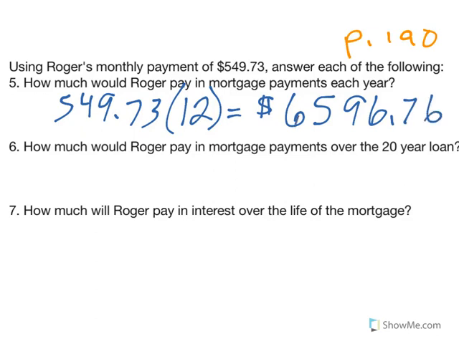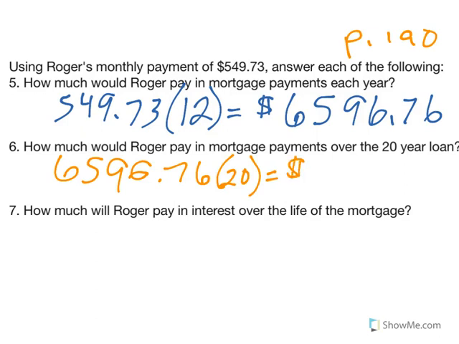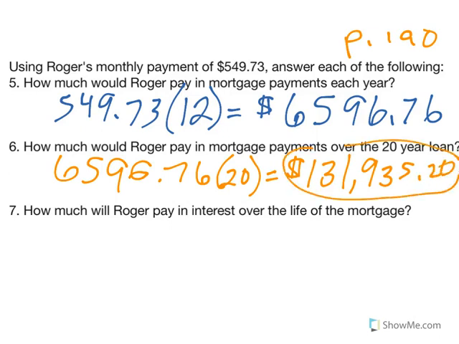Okay, so that's 1 year. Well, in number 6, we're talking about, okay, if that's for 1 year, how much is it over 20 years? So I take my $6,596.76 and I multiply by the 20 years of the mortgage, and I end up with $131,935.20. So this right here, this 131, that is going to be the total that he will pay back.